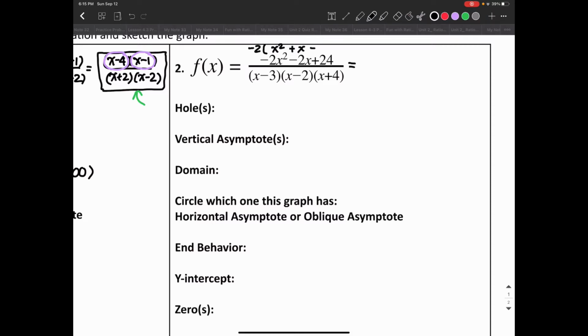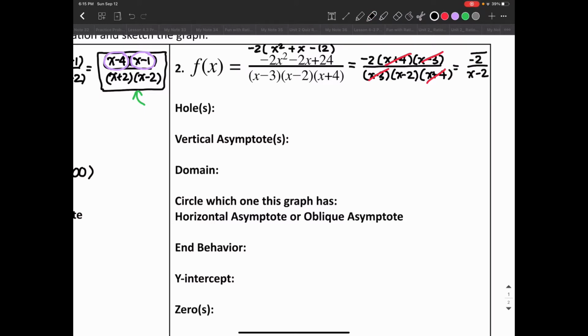minus 12. And then if I have that, I can separate that x squared plus x minus 12 into x plus 4 times x minus 3. And those two numbers, 4 and -3, add up to +1 and multiply to -12. And then I know I have in the bottom x minus 3, x minus 2, x plus 4. So I see that my x minus 3's cancel each other out and the x plus 4's cancel each other out. And when I simplify fully, I end up with -2 over x minus 2.